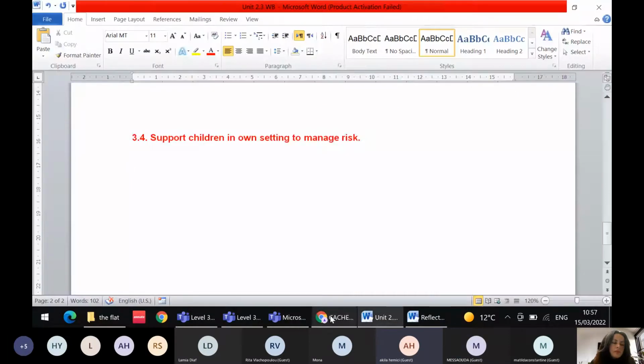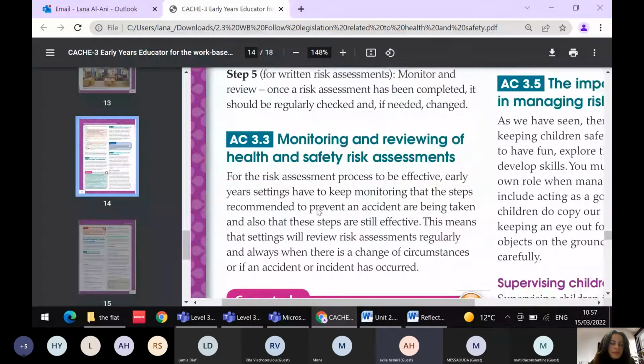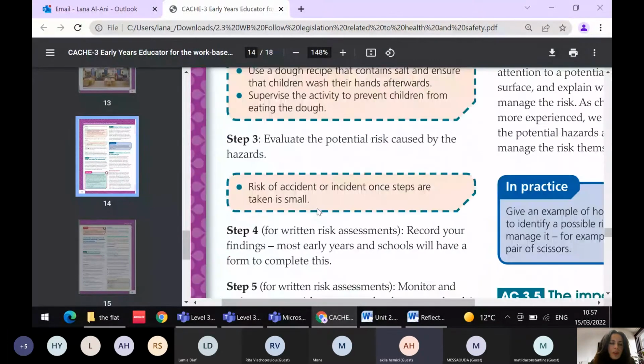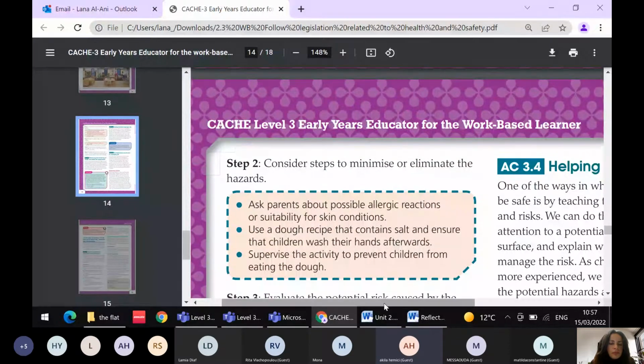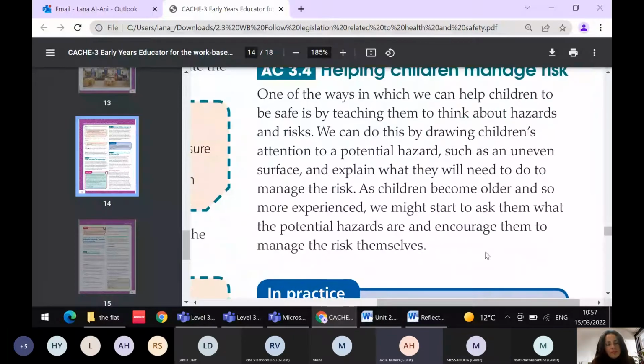What are you going to change? What are you going to do to help the children to manage risk?